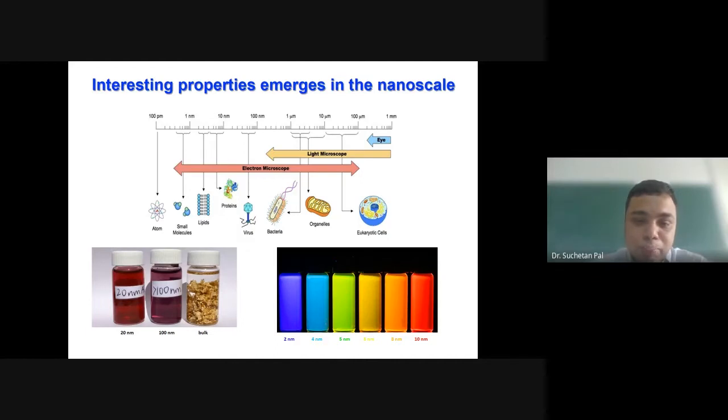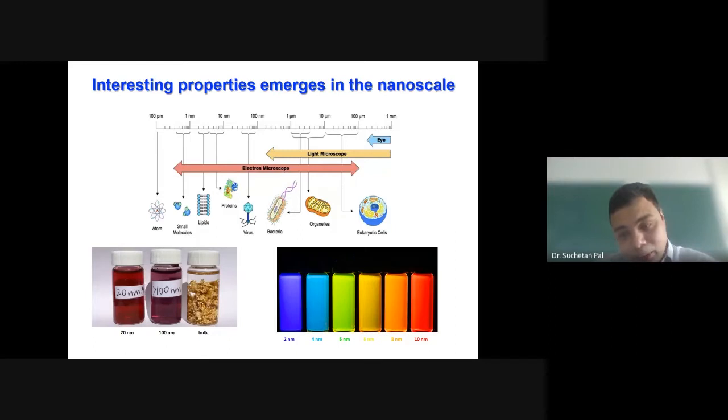If you take a bulk gold, it looks like metallic shiny gold with this typical gold color. But if you bring this dimension to less than 100 nanometer, you can see the color is changing from a golden color to purple color. And if you bring them down to 20 nanometer, it becomes this nice wine red color, right? So the optical properties of this particle material is changed when you bring it to a nanoscale, right?